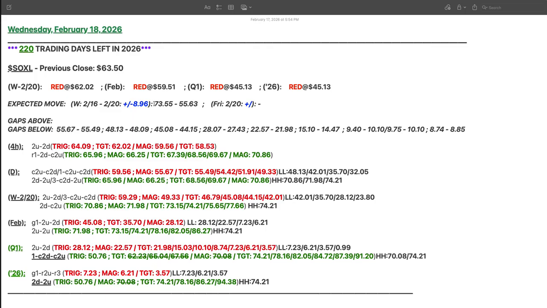If you're not familiar with the expected move, make sure you check out our weekend video where we dive a little bit deeper into that for you. No gaps above right now, but we do want to keep note of where our gaps are below. That's why we've got these here in our notes.